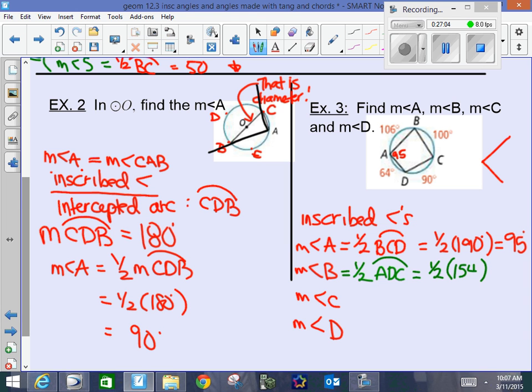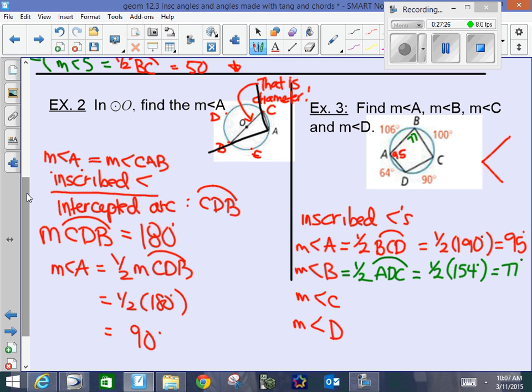Very good. And 154, last class we talked about minor and major. That's a minor arc, right? It's okay to name minor arcs with 3 letters. It's just not okay to name major arcs with 2 letters. So what's half of 154? 77. Very good. So B is 77.